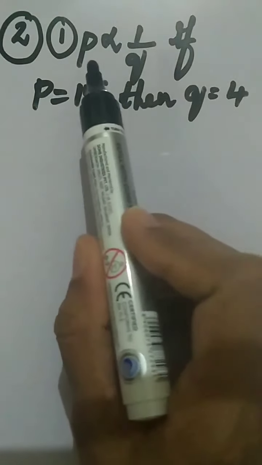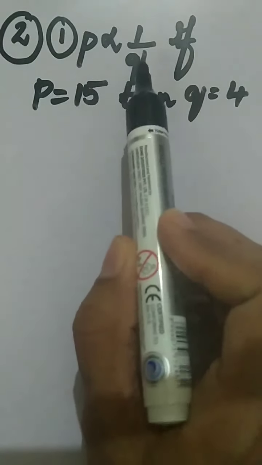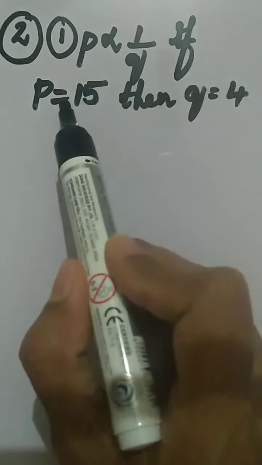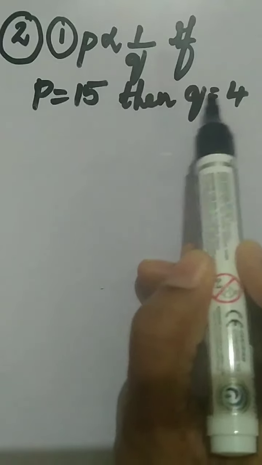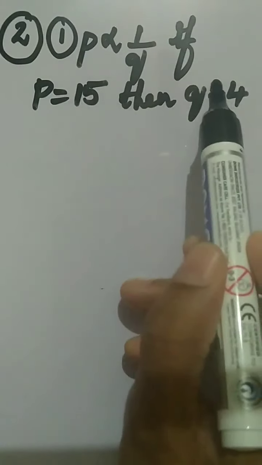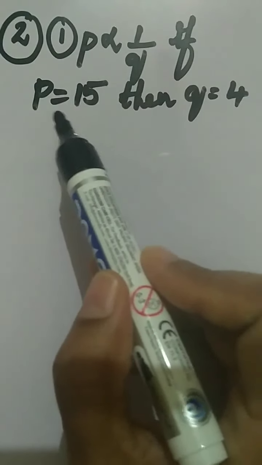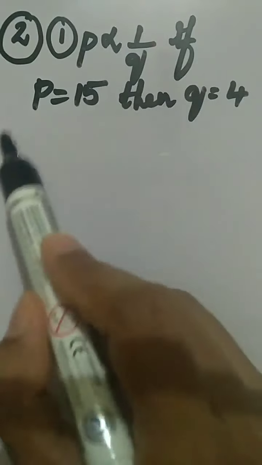Okay, so this is the question. How will you read it? P varies inversely to Q. If P is 15, then Q is equal to 4. What is the question? We have to find out the constant of variation and write the equation of variation.